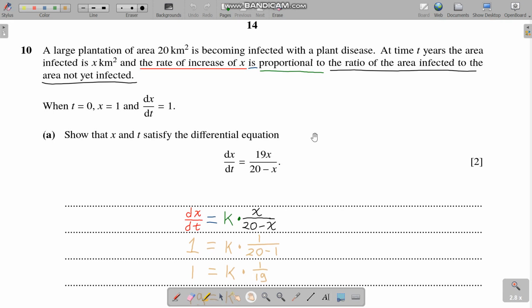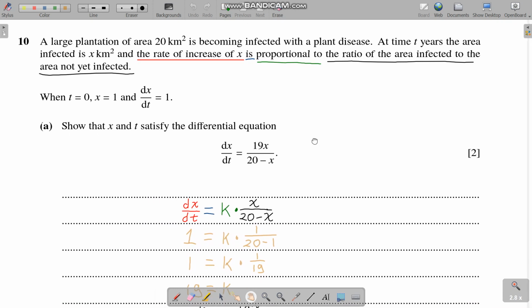So we need to show that x and t satisfy the differential equation. Basically we're going to translate the English to mathematics. From the phrase "the rate of increase of x," that means dx/dt; "is" means the equal sign; "proportional to" means k times; "inversely proportional to" means k divided by. So this is proportional to, we multiply, the ratio of area infected to area not infected. Since the infected is x, the not infected would be the total, which is 20 minus infected, so 20 minus x. So this is infected, this is not infected.